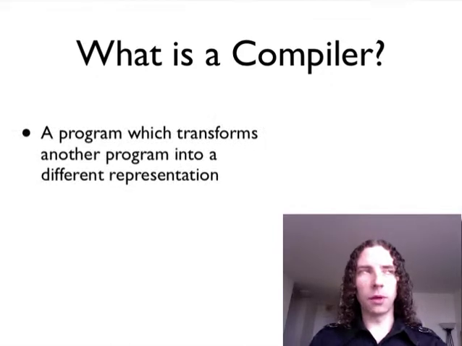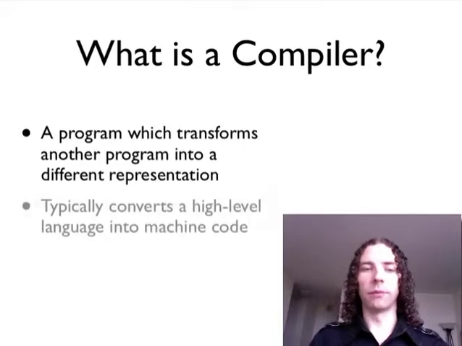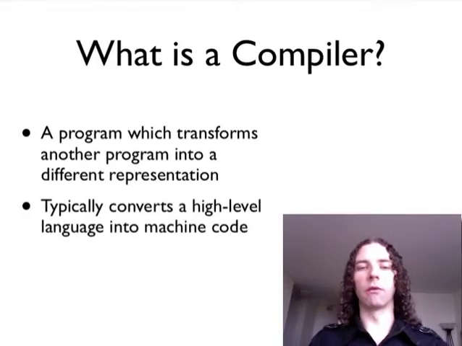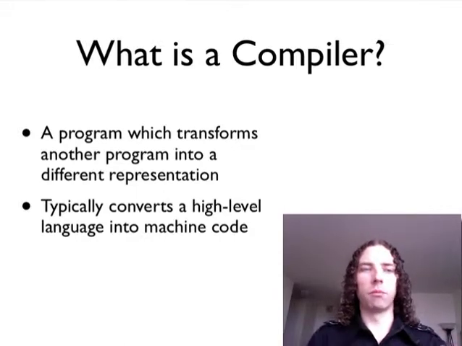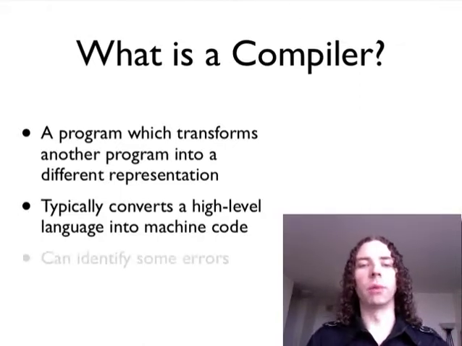So first of all, okay, what is a compiler? Well, really, when it comes down to it, it's just a program which transforms another program into a different representation. Now, usually this is going to be converting a high-level language like C into machine code, like x86 binary or something like that. So that's how you actually take a programming language and turn it into a program.